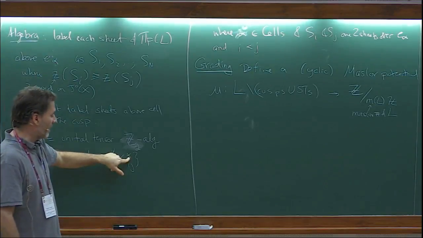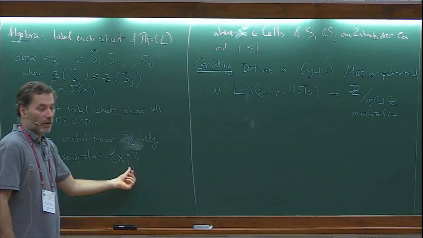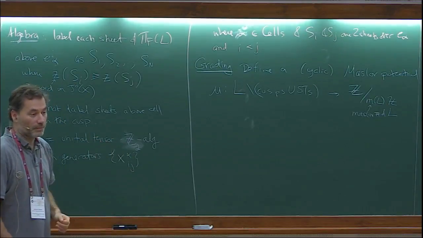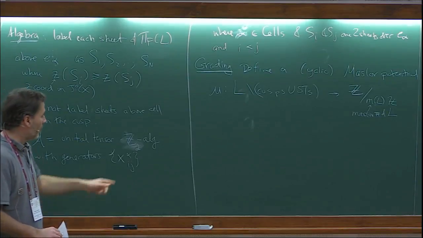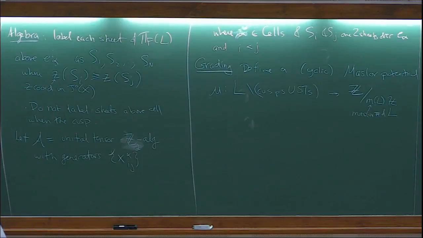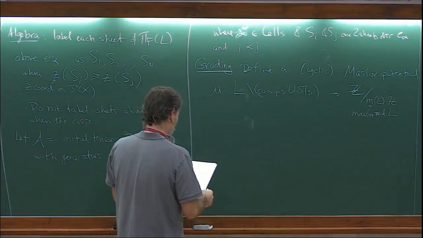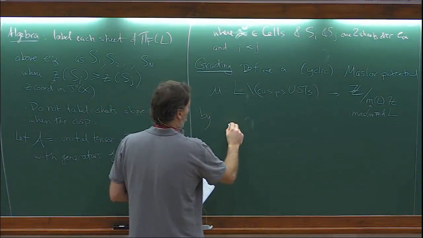So here, we take that label, the cell, and then over that cell, we take two sheets, where one sheet is above the other sheet. So the range of I and J depends on alpha. Okay, so we define a cyclic Maslov potential. I'm just going to define it like this, locally.